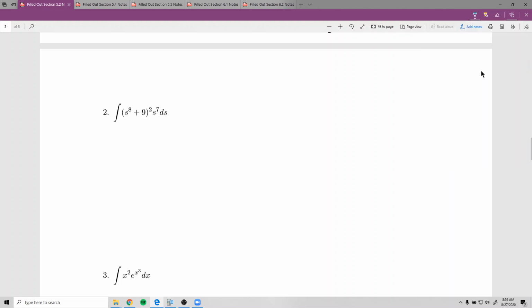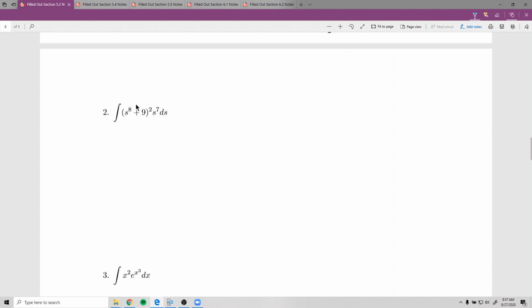Now, why do we want to use the substitution here? Why not just try to break it apart? Well, we could square this part out to get rid of the parentheses and then distribute the s to the 7th through, but that's going to take a while. And if this power was changed to like 5 or something, then it would be very challenging.